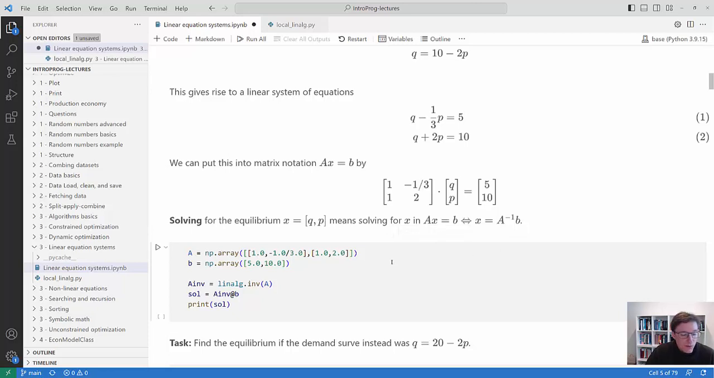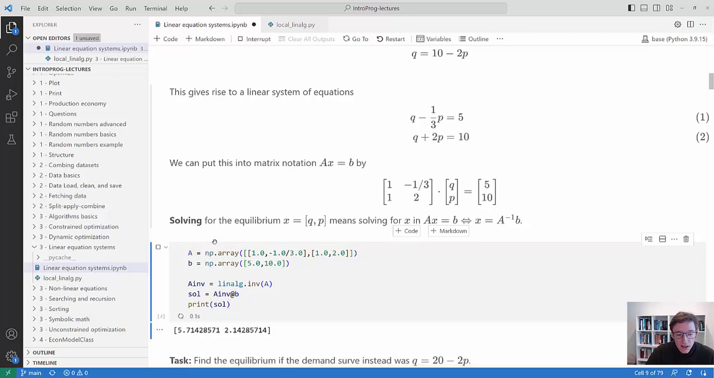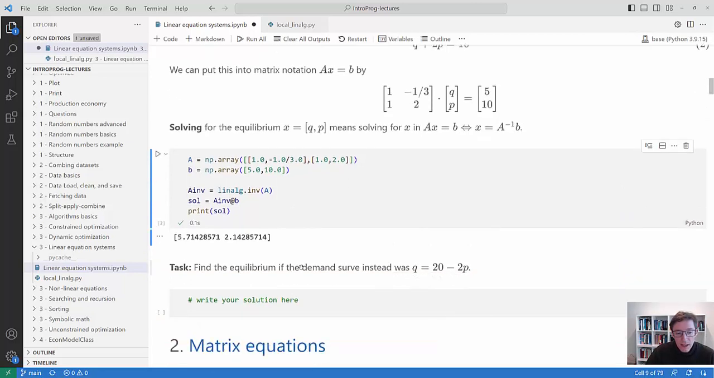So if we want to do that, then we have to set up the A matrix. That's simply a NumPy array, that's 2 times 2. The B right-hand side, that's just a NumPy vector. And then we can do the inverse of A, and we can do the matrix multiplication with B, and then we can print out our solution. So that's the simplest approach we can take.